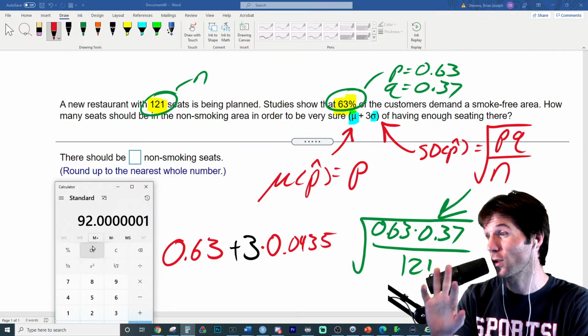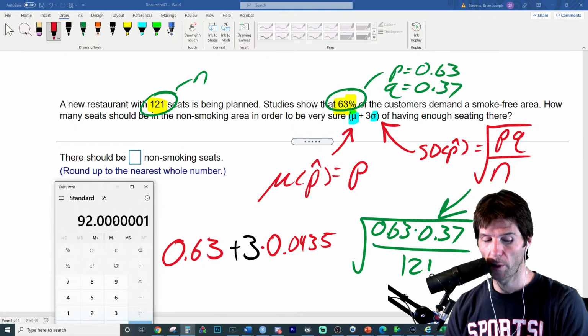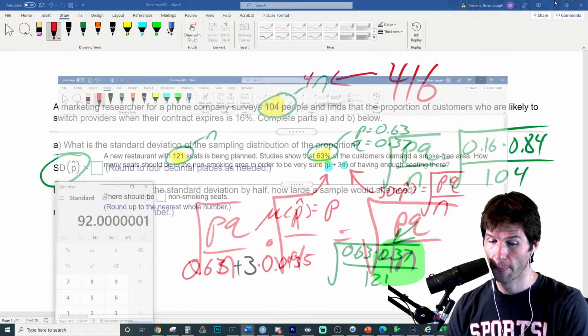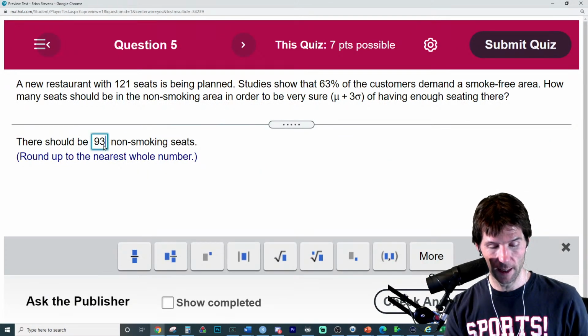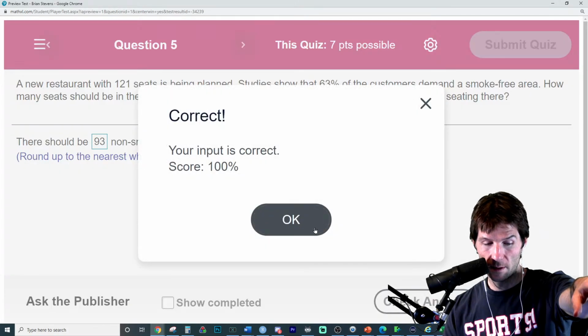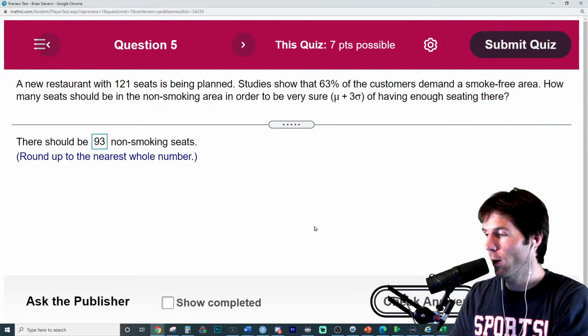Round up. This is my answer. Pretend this is 92.001. The answer is 93. That's just the way this question works. And this is going to be 93. Not today, my Pearson. Not today. So that one right there is 93.